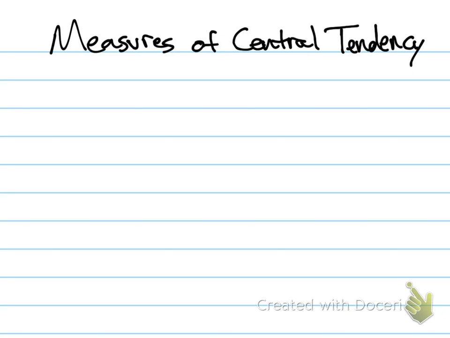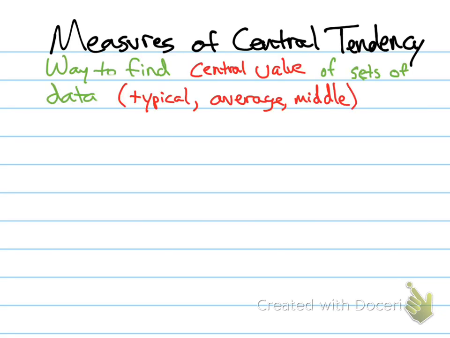When we talk about measures of central tendency, we're really talking about ways to find central values of sets of data. Sometimes when we talk about that word central value, we can also describe that as being typical, maybe the word average or the middle of our data.